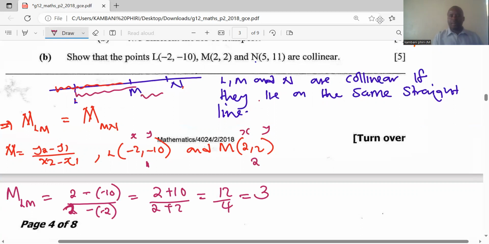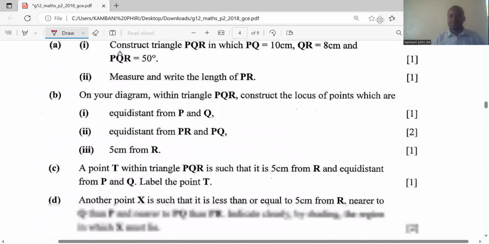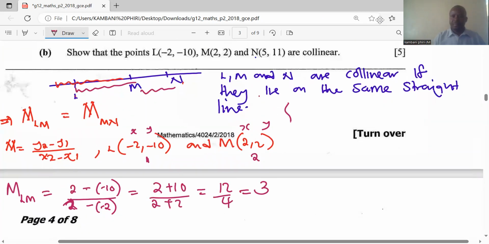How about this one? So the gradients should be the same. If the gradients are different, it means those points don't lie on a straight line. So we can just try to verify. We can try to get the gradient of MN, which is y2 minus y1 over x2 minus x1.